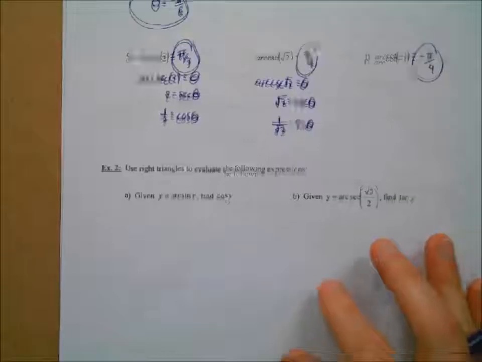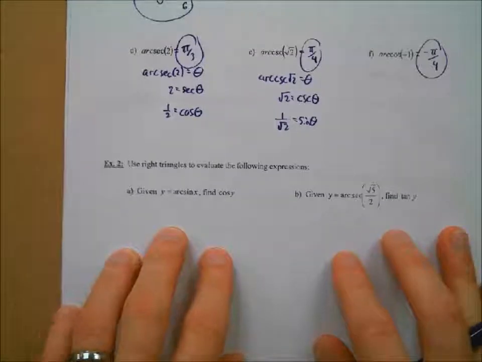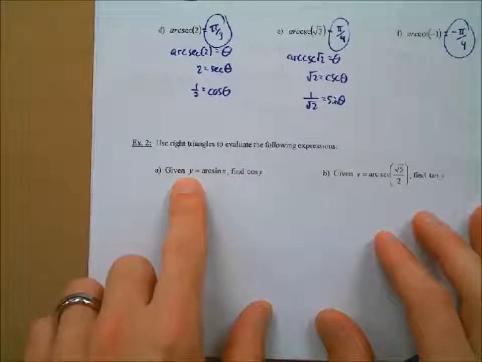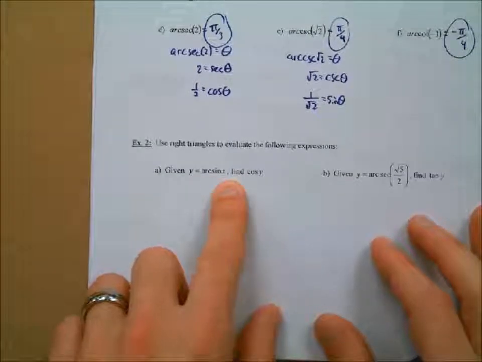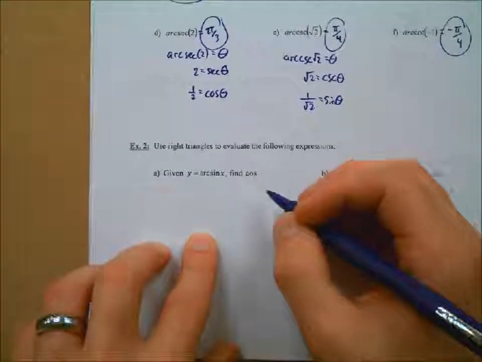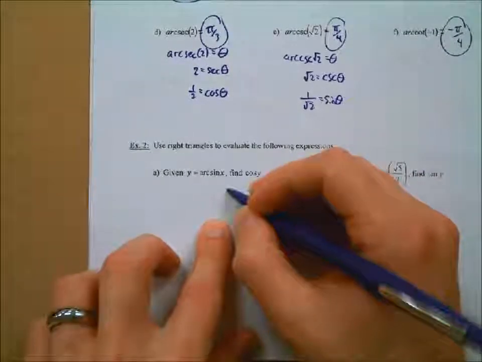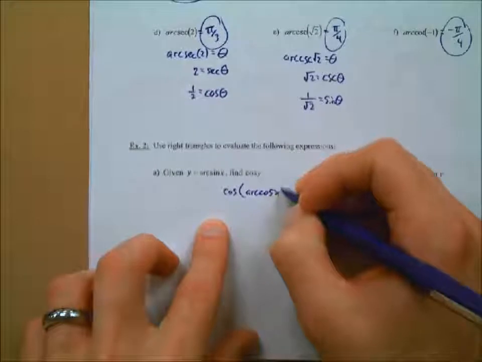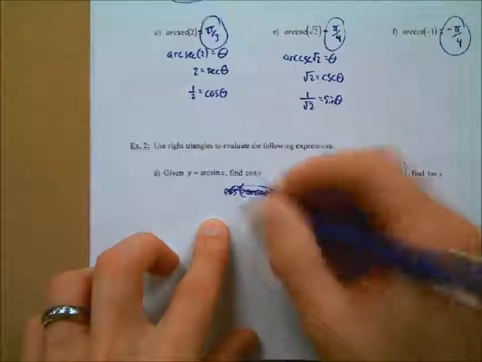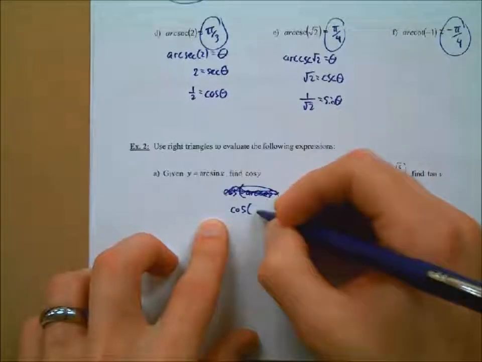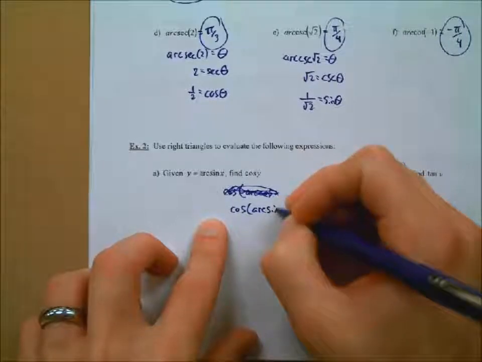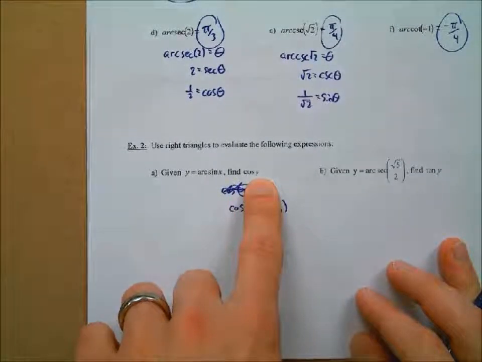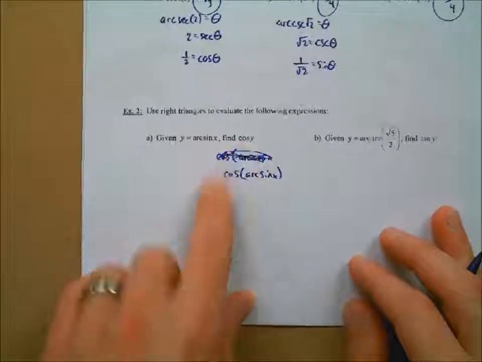Of course, if you remember, we also used inverse trig to evaluate things like this, where if we said that y was equal to the arc sine of x, we wanted to find cosine of y, right? Another way to write that would be cosine of the arc sine of x. So finding cosine of y, if y is equal to arc sine of x, is the same thing as finding cosine of the arc sine of x.